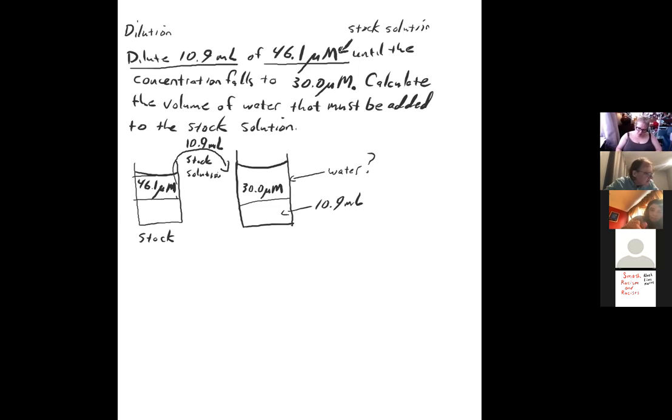The reason is the dilution equation doesn't tell you how much water to add. It just tells you what the total volume is of the dilute solution. So we'll use it. We're going to say molarity of the stock times volume of the stock, remember, the volume of the stock is the amount that we move into the dilute solution, is equal to the molarity of the dilute times the volume of the dilute. So here's the first step. We're going to calculate the volume of the dilute solution, because that's what you can do with that equation.